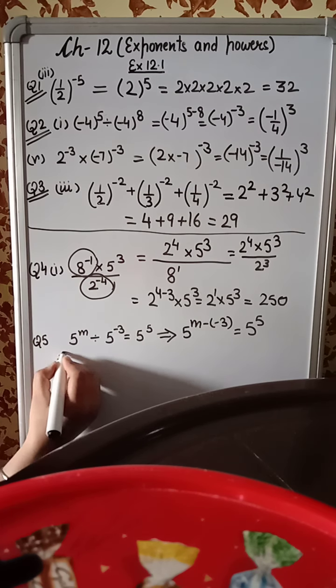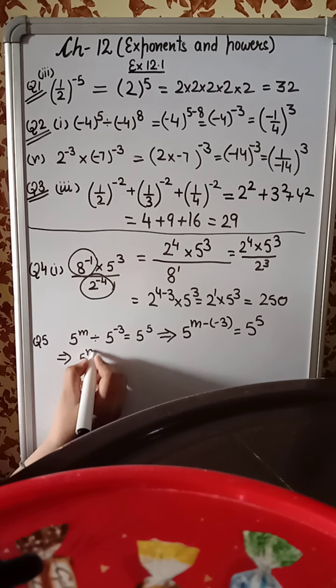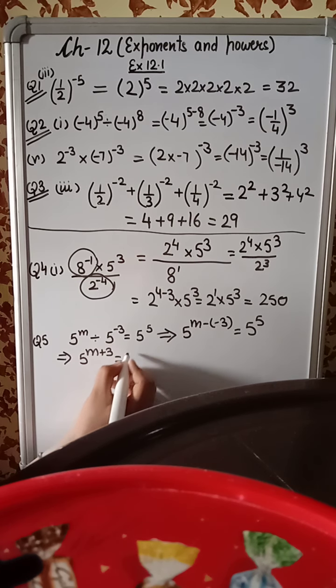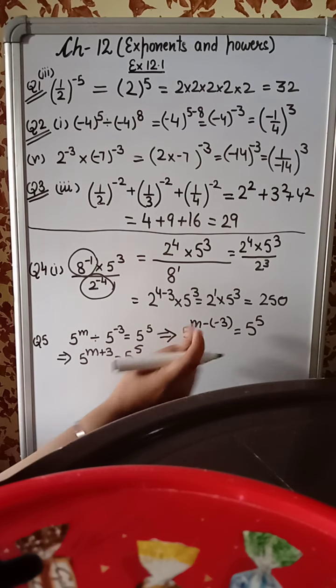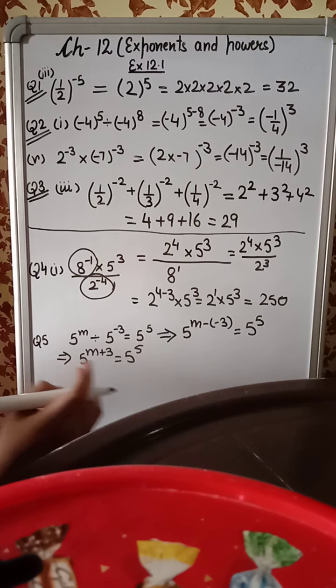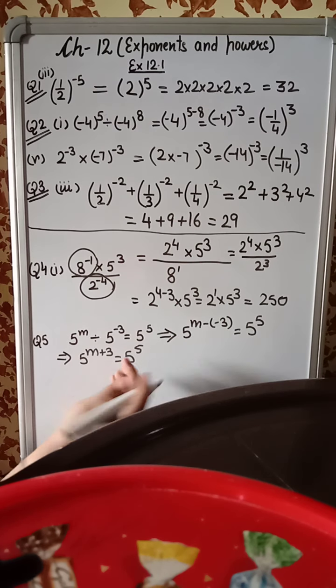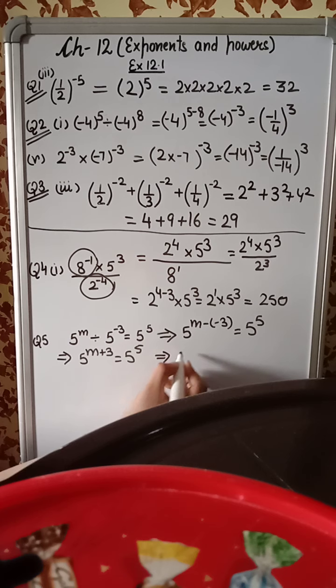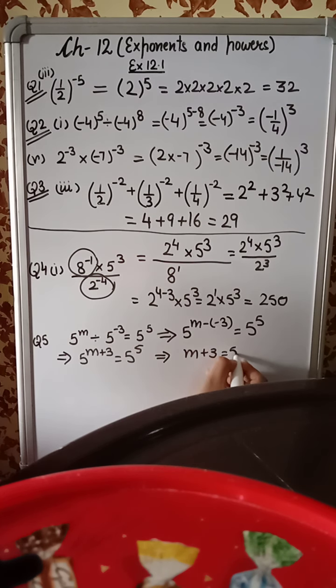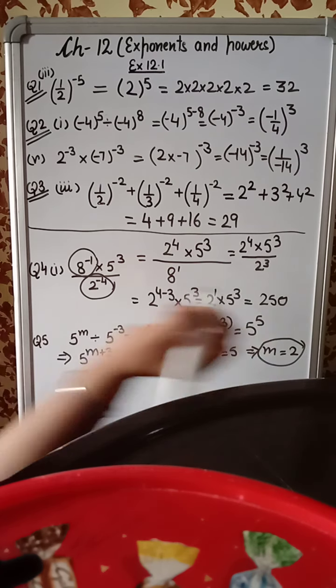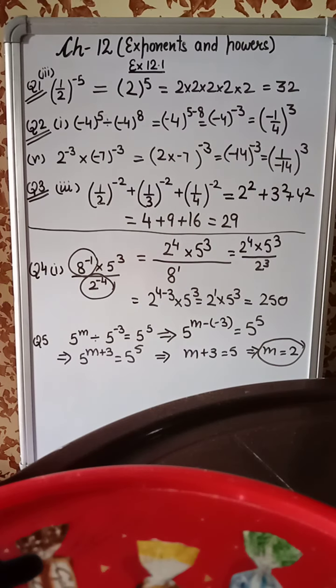Which implies 5 raised to power m plus 3 is equal to 5 raised to power 5, because minus minus is plus. Now bases are same, in between equality. That means powers will be equal. m plus 3 is equal to 5. Which implies m is equal to 5 minus 3, that is 2. So here your value of m is 2.